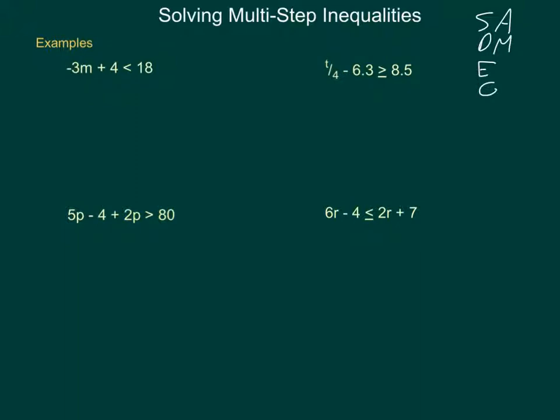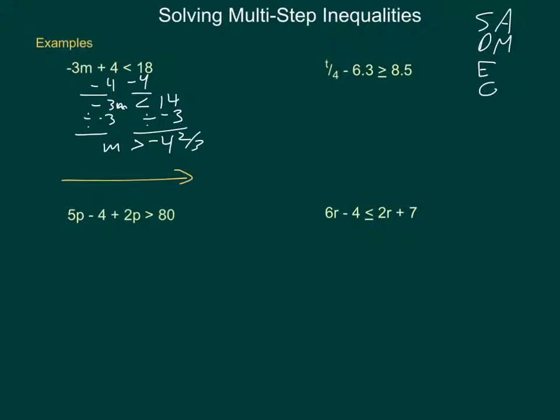So let's dive in. Negative 3m plus 4 is less than 18. I'm going to begin, since I see addition, by subtracting 4 from each side. I get negative 3m is less than 14. Next, I'm going to divide by a negative 3. And since I'm dividing by a negative number, I'm going to change the direction of my inequality. Then 14 divided by negative 3 is a negative 4 2/3. So m is anything larger than negative 4 2/3.